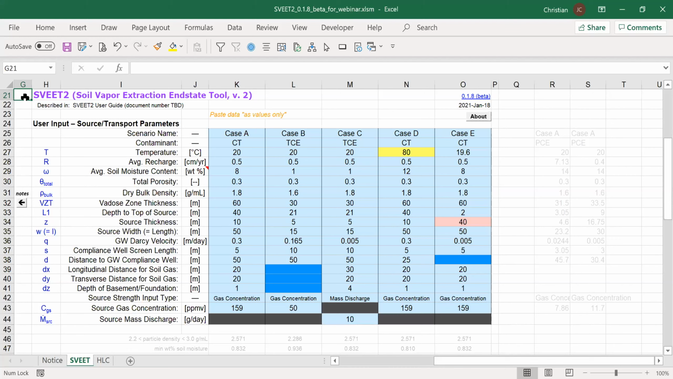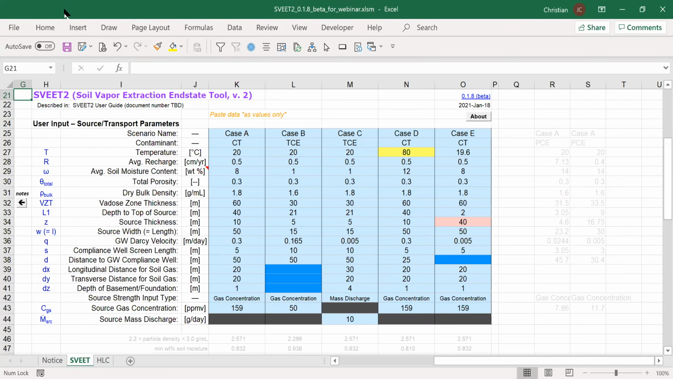But definitely it should be suitable for that sort of situation. Okay, wonderful. Next question is, the recharge rates are relatively low. Is this model intended for drier climates and/or lower permeability soils?